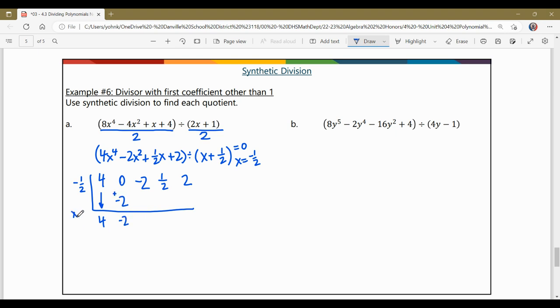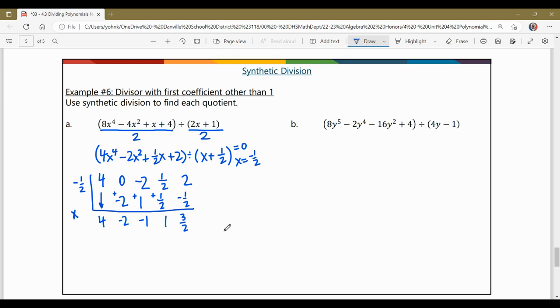Multiply negative 2 times a negative 1/2 is a positive 1. We can add to get negative 1. We multiply negative 1 times negative 1/2 to get a positive 1/2. We add to get 1. We multiply 1 times negative 1/2 to get negative 1/2. And 2 minus 1/2 is 3/2.